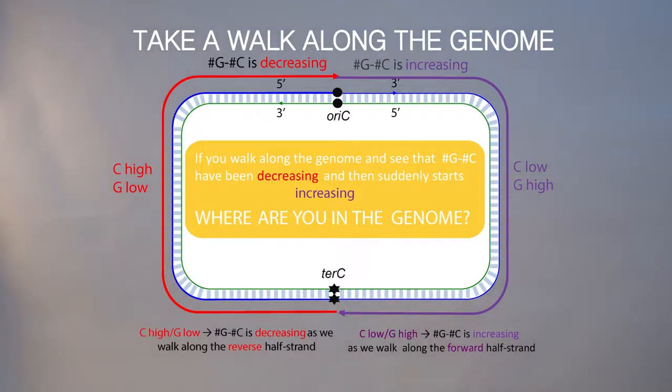To figure out where in the genome you are, we need once again to look at peculiar statistics. The only place in the genome where the behavior of G minus C switches from decreasing to increasing is the origin of replication. Which means that if you walk along the genome and see that G minus C has been decreasing and then suddenly starts increasing, it means you just passed the origin of replication. And this is the hint for our algorithm.